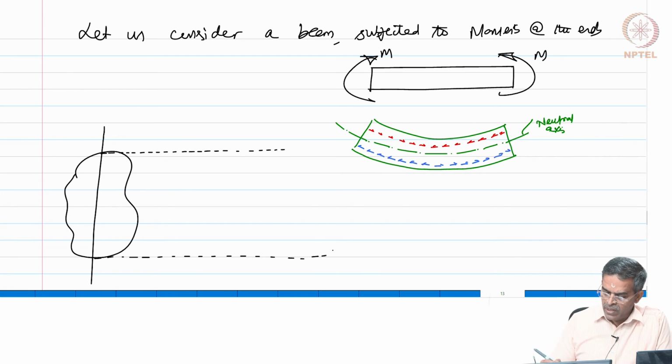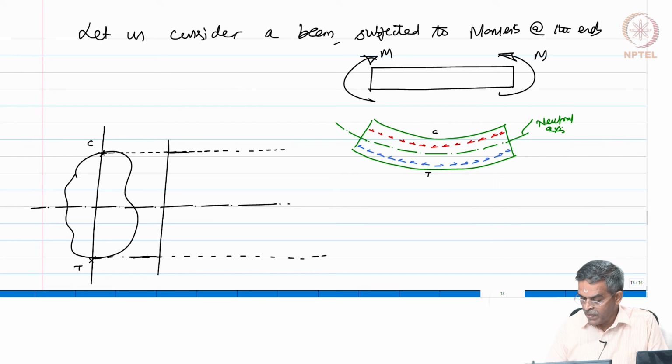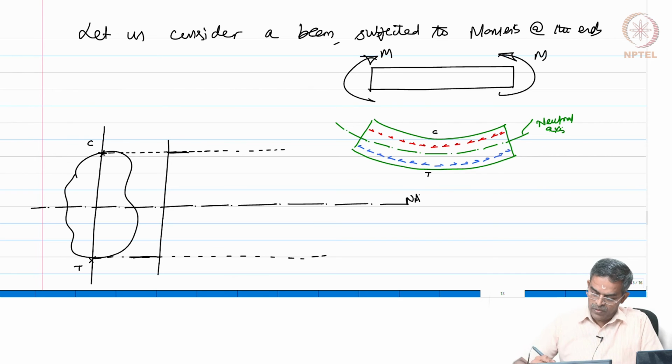So, when the member is fully elastic, we all know that this fiber will be in compression and this fiber will be in tension. You can see from here, this is tension, this is compression. So, when the member is fully elastic, the stress value in compression and stress value in tension, let us also mark the neutral axis. And by here, the neutral axis.